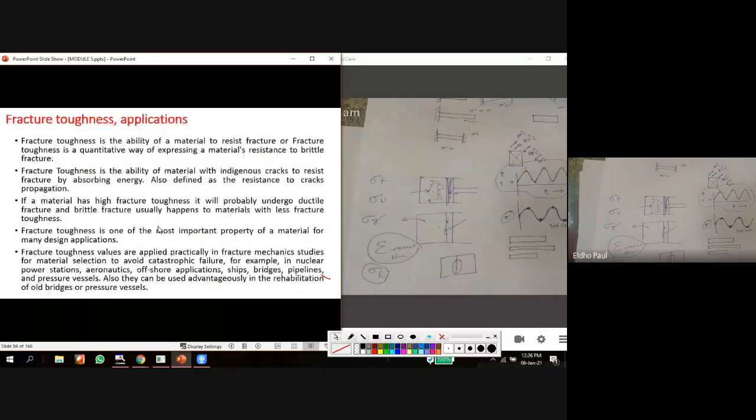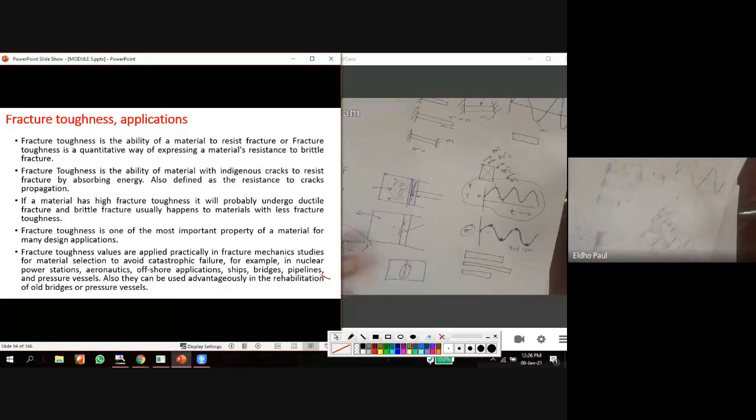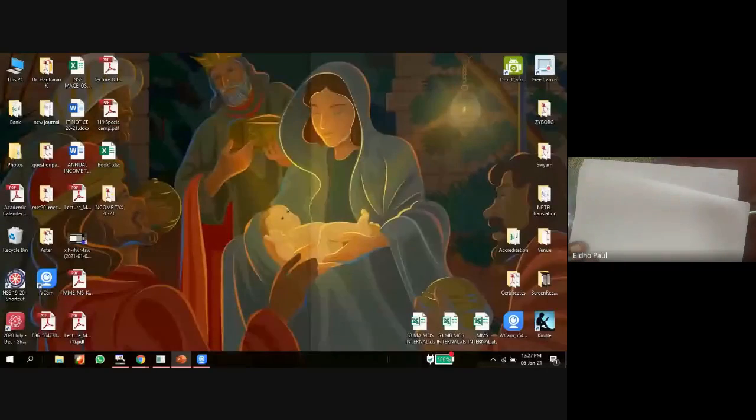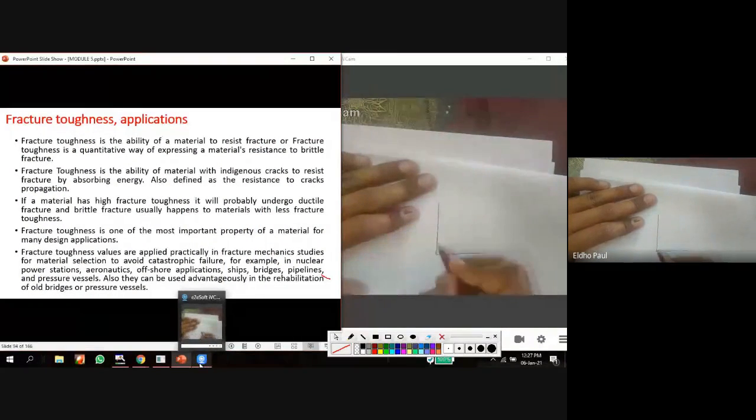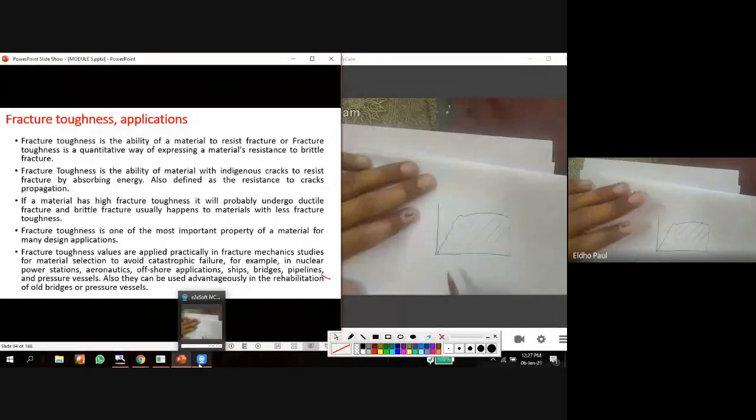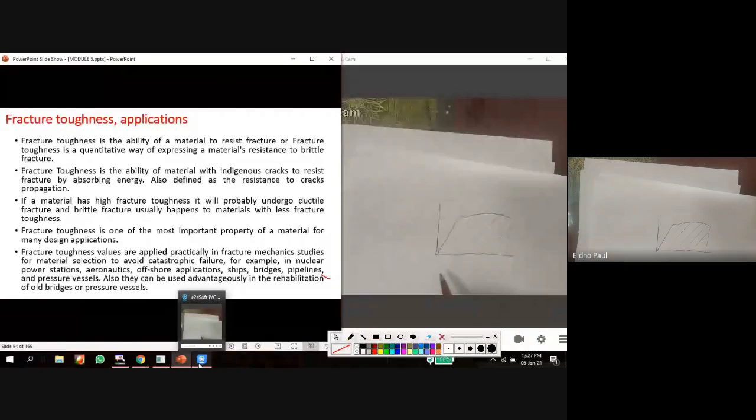And another topic is fracture toughness. We already discussed toughness. From the stress strain graph, we can calculate the toughness of the material. That is the area under the stress strain graph. This is the energy required for fracture of the material. By Izod test or Charpy impact test, we can calculate the energy required for the fracture of the material. That is the toughness of the material.